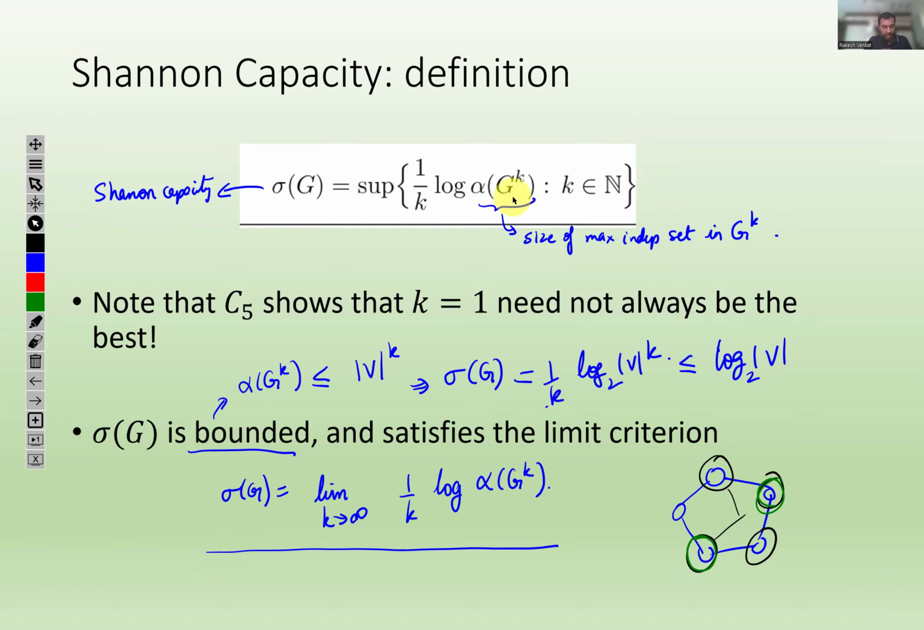And we had mentioned that sigma of G is bounded, and the limit exists as k tends to infinity, and that limit is sigma of G.